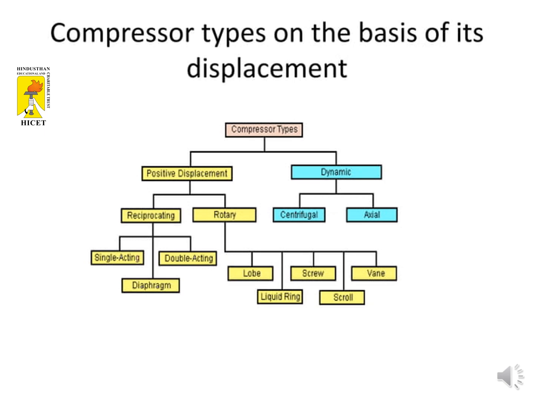Compressor types on the basis of displacement. There are two divisions: positive displacement and dynamic type compressors. Positive displacement divides into reciprocating and rotary. Under rotary come lobe, liquid ring, screw, scroll, and vane. Under reciprocating come single acting, double acting, and diaphragm. Under dynamic, there are only two types: one is centrifugal and one is axial.